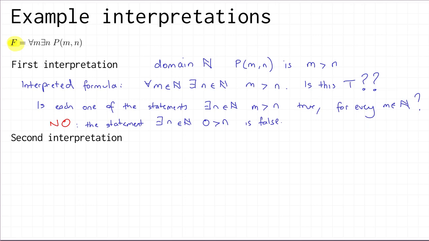Let's look at a second interpretation. So we'll again keep the domain to be the natural numbers, and we'll just flip the sign of the inequality. So the relation, the way we interpret the relation symbol P, will be m is less than n. So the interpreted formula becomes for all natural numbers m, there exists a natural number n such that m is less than n.